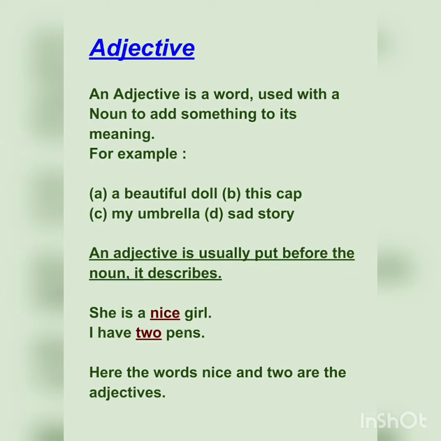An adjective is usually put before the noun it describes. One more important thing you have to keep in your mind is an adjective is always placed just before a noun or pronoun. कि adjective हमेशा noun और pronoun से पहले आता है. Like she's a nice girl, I have 2 pens. Here the words nice and two are the adjectives.